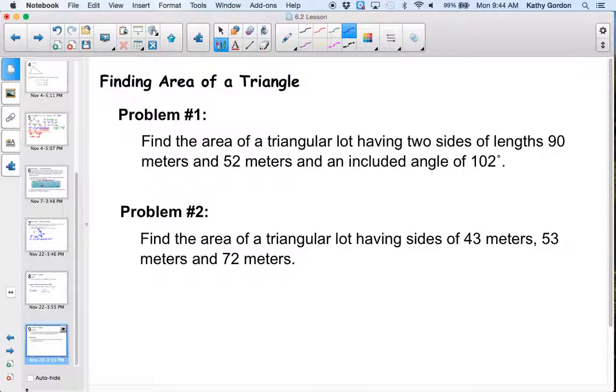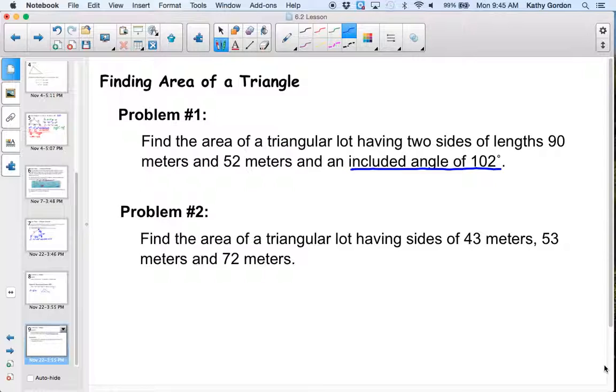Option 1. Option 1? What tells you that option 1 is a formula that's going to fit? Because you're given an angle, and it's an included angle. So you already have what you need to set up the formula for option 1, because of this right here. It's an included angle of 102 degrees. If it wasn't, then you would have to go through some work with law of sines or law of cosines to find out the included angle. Okay? How about the second one?